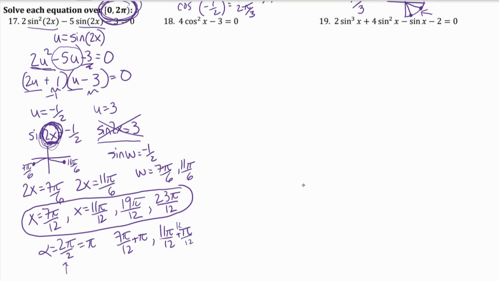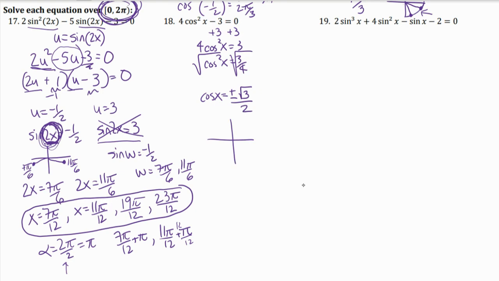4 cosine squared minus 3 is equal to 0. I'm going to add 3 to both sides. I get 4 cosine squared of x is equal to 3. Divide by 4. Cosine squared of x is equal to 3/4. Now, when you take the square root, you have to put plus or minus. So cosine of x is equal to plus or minus root 3 over root 4, which is 2. So don't forget, if you take the square root, you have to put plus or minus. And then there's no period change on this one, so it makes it a little easier.